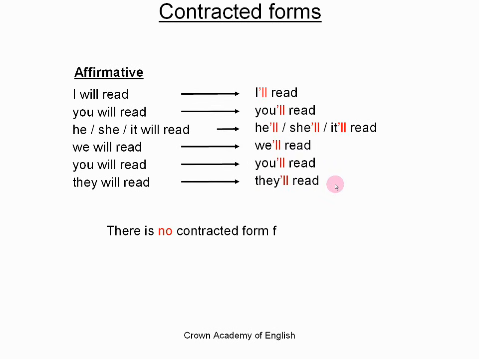And for shall, there is no contracted form, in fact. So for example, I shall read, it stays the same. There is no contracted form, so it would always be I shall read.